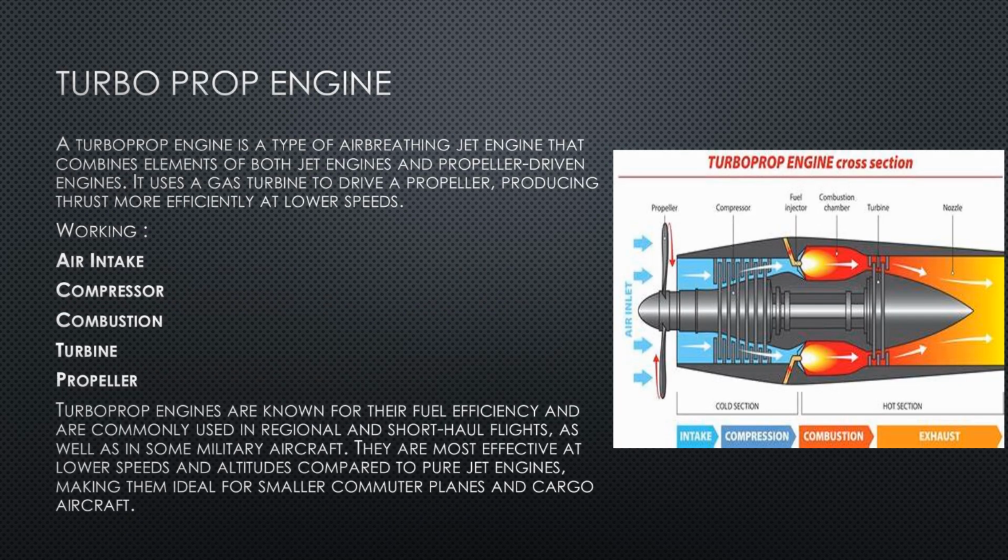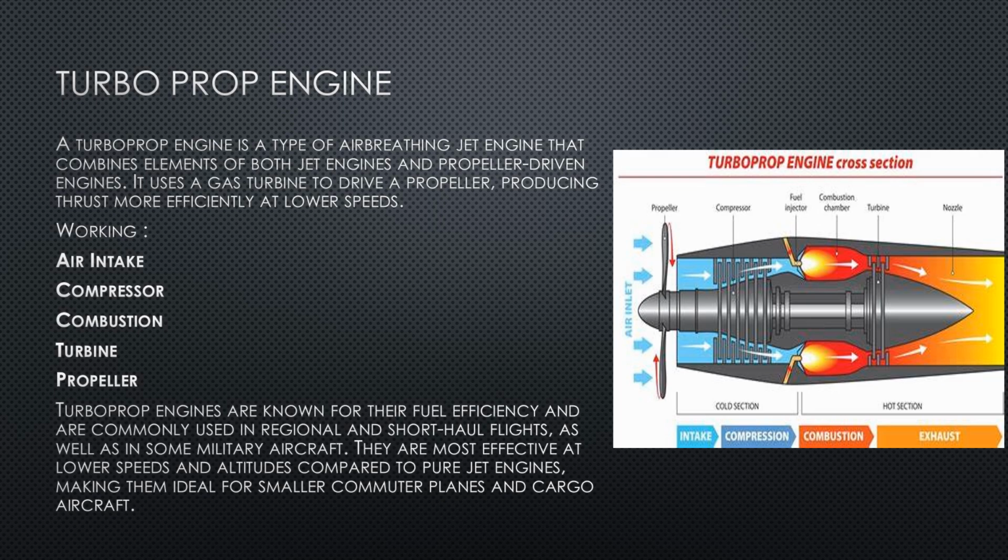Then second, the turboprop engine. A turboprop engine is a type of air-breathing jet engine that combines elements of both a jet engine and a propeller-driven engine. It uses a gas turbine to drive a propeller, producing thrust more efficiently at lower speed. It is the same as a turbojet engine, but the main difference is that it has an external propeller by which more thrust is generated.